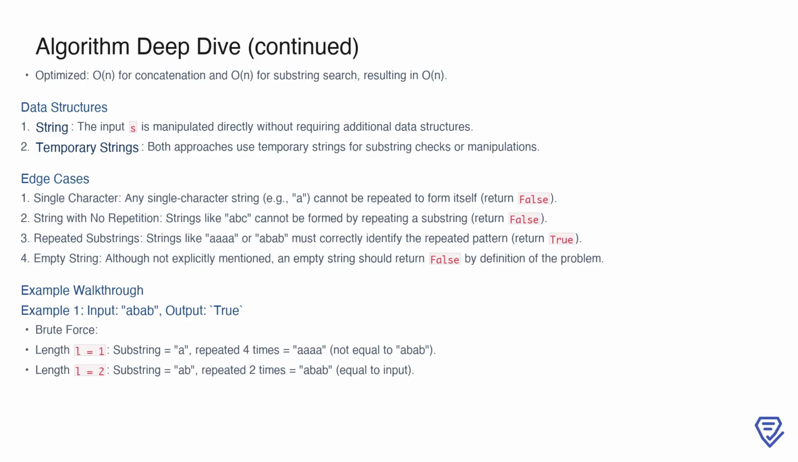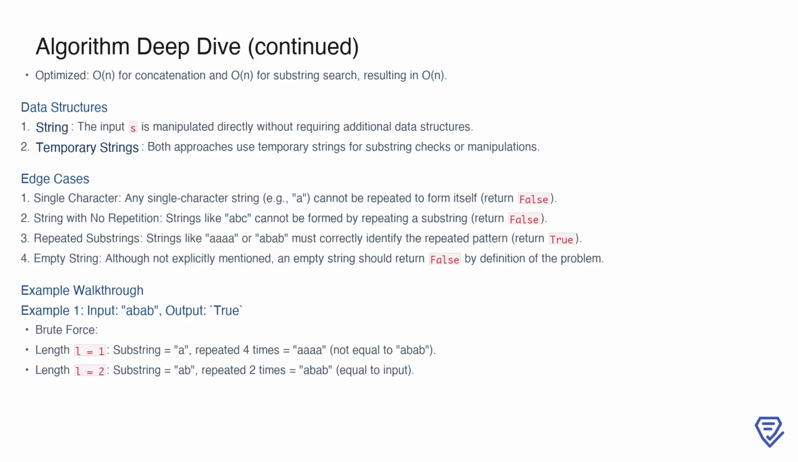Now, let's consider some edge cases. For instance, a single character string like A cannot be repeated to form itself, so the output should be false. Similarly, strings like ABC, which do not exhibit any repeated patterns, should also return false. On the other hand, strings like AAA or ABAB must correctly identify their repeated patterns and return true. An empty string, although not explicitly mentioned in the problem, should logically return false since there's no valid substring to repeat.